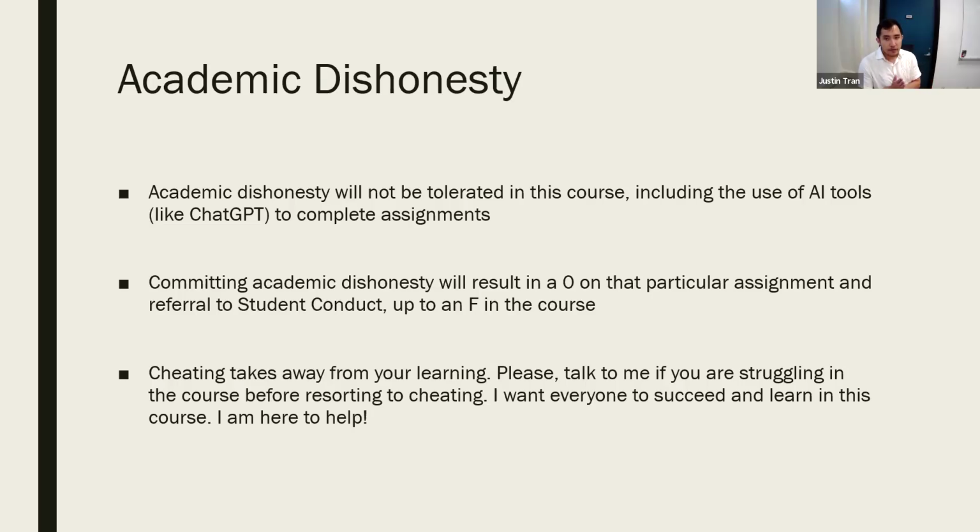Okay. And then finally, academic dishonesty. I have a pretty zero tolerance policy for this. Any act of academic dishonesty, anything where you're not doing the work or you're submitting work that wasn't done by you, I count as academic dishonesty. That includes copying off someone's work, using AI tools, paying someone to do an assignment, which I find crazy. All of that.